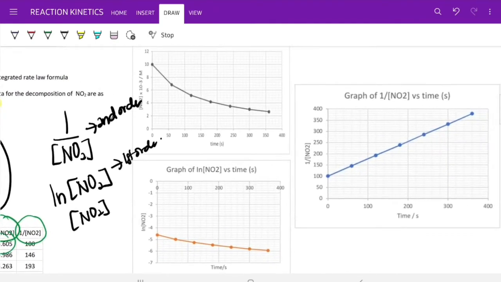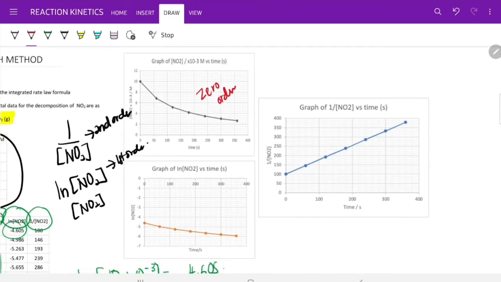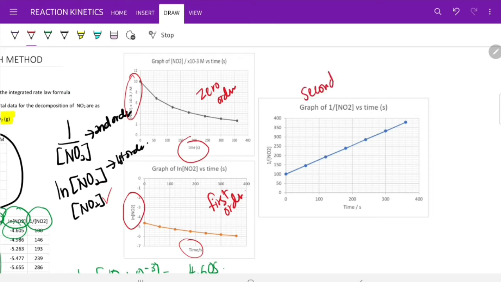So these are the 3 graphs that I obtained from the experimental data. The first one here is my zero order reaction because I plot a graph of concentration versus time. The second one, with the orange plot, is for my first order reaction, which is a graph of ln nitrogen dioxide concentration versus time. And the third one is based on the concept of second order reaction, which I plot a graph of 1 over nitrogen dioxide concentration in the unit of per molar versus time.